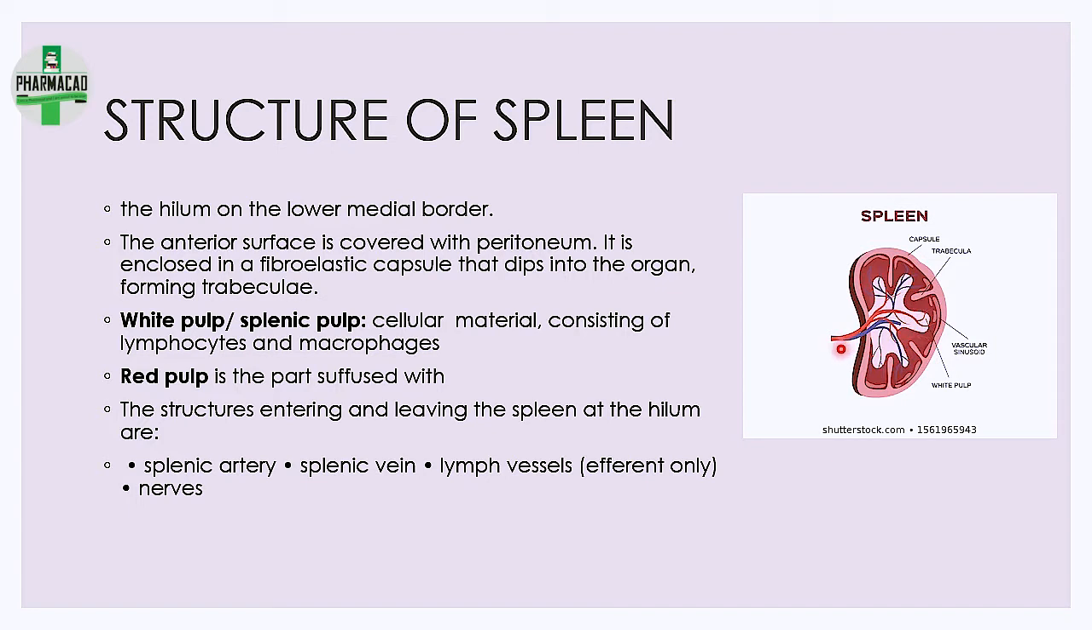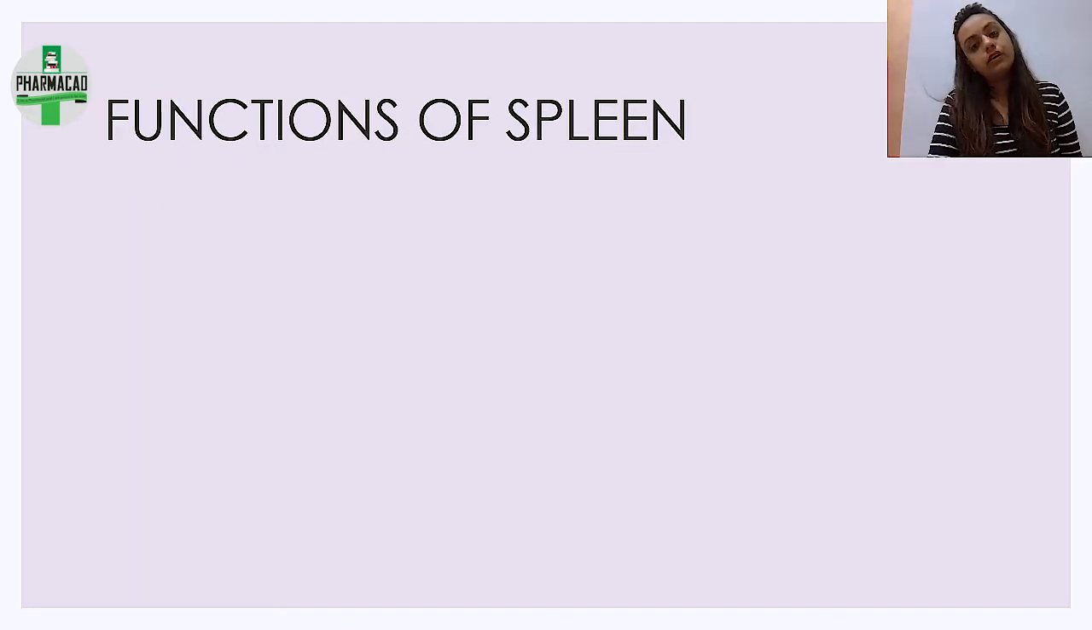Then the structures which enter or leave the hilum are, there is splenic artery, there is splenic vein, and there are lymph vessels, efferent only and nerves. Efferent only यानी कि यहाँ पे lymphatic body के दूसरे part से नहीं आता है. Only whatever lymph drainage of the spleen is to be done, that is carried outside through these lymph vessels and the nerve. This is the basic structure of spleen. Draw the diagram if it is asked in the exam. Now let's see what is the functions of spleen.